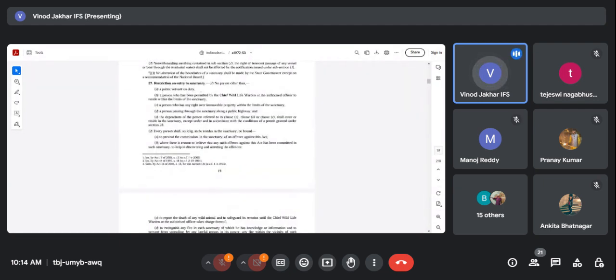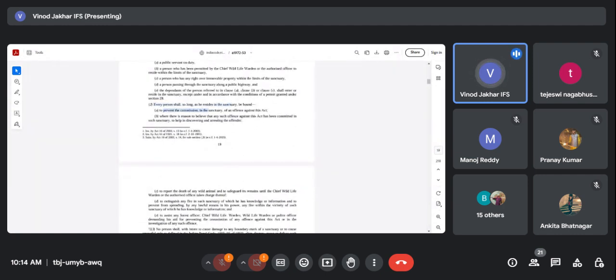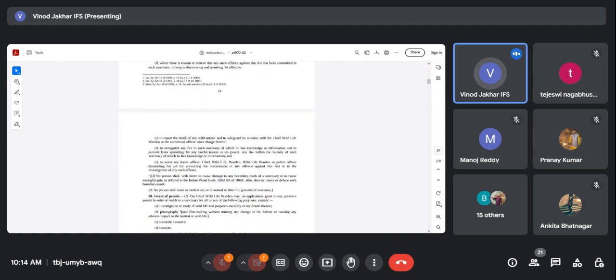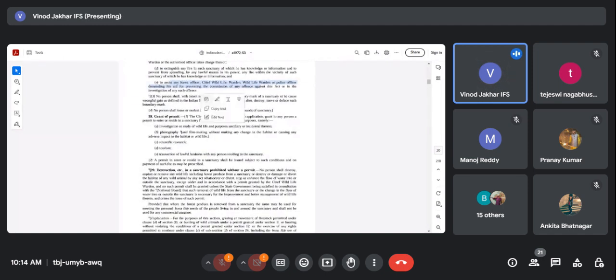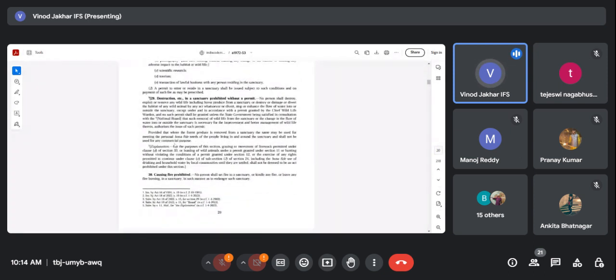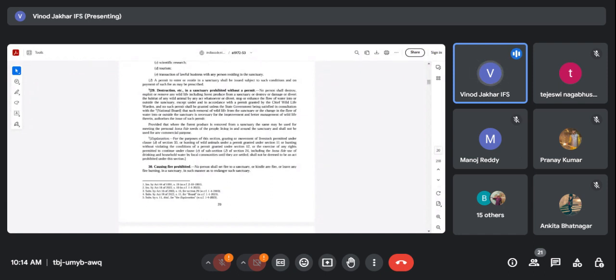Again, anyone who is residing in a sanctuary has some duties. He has to prevent the commission of an offense. He has to extinguish any fire. He has to assist the forest officers in preventing the commission of any offense. And again, no person shall cause damage to a boundary mark. This again, I told you, grant of permit, and this is destruction. This is the punishment. No person shall destroy, exploit, or remove any wildlife, including forest produce, from a sanctuary.